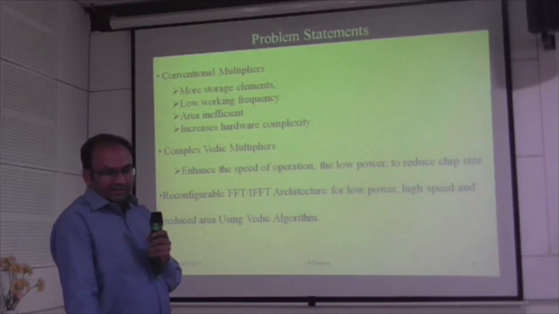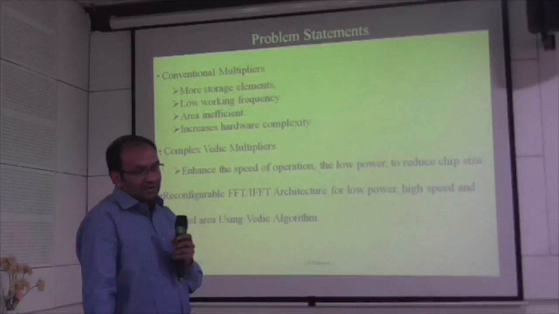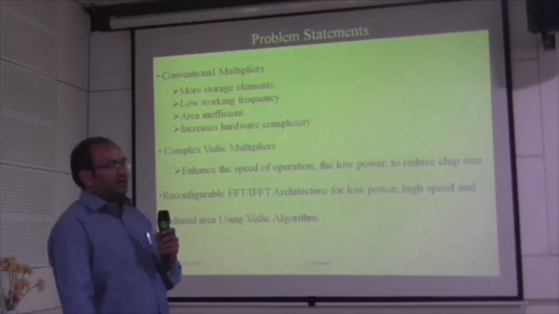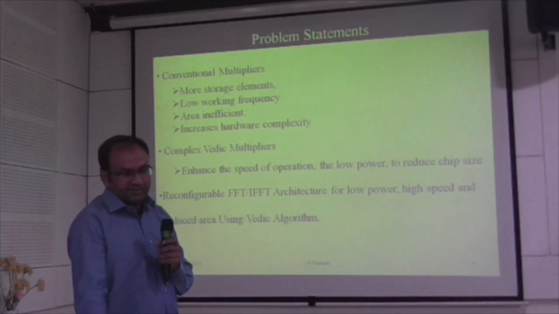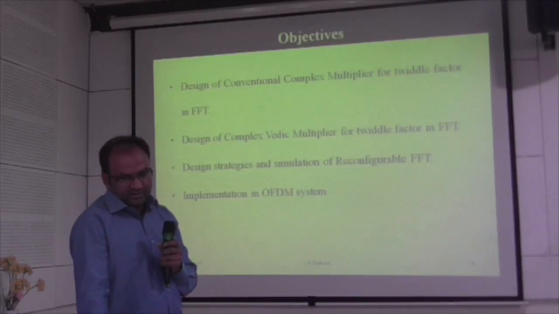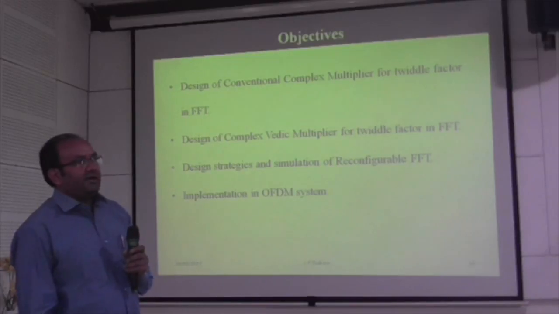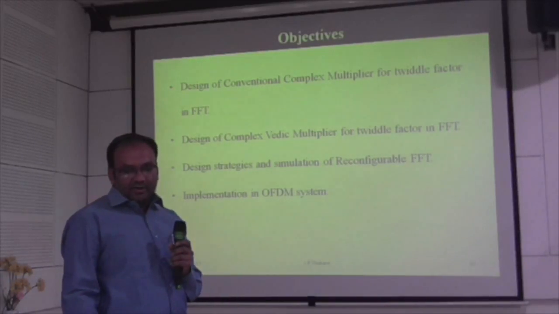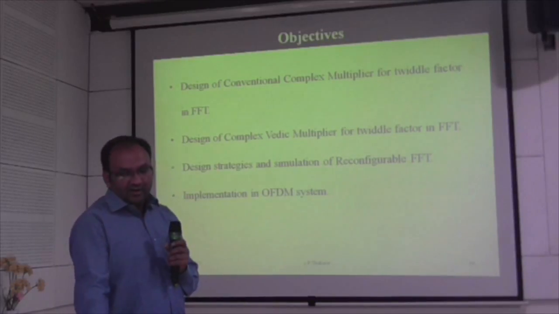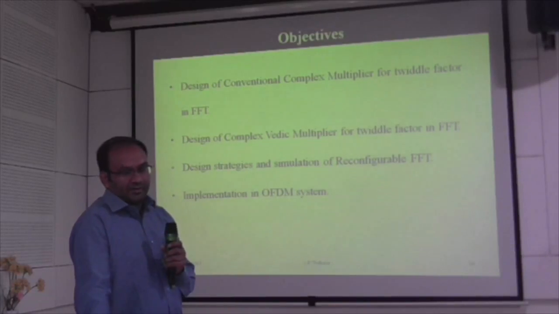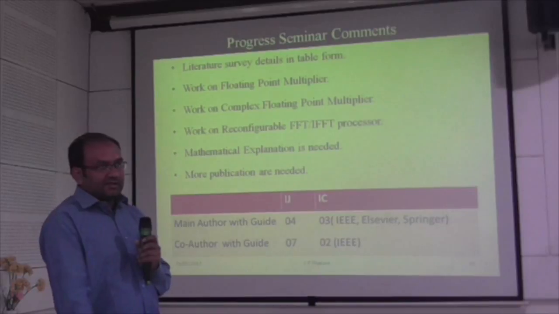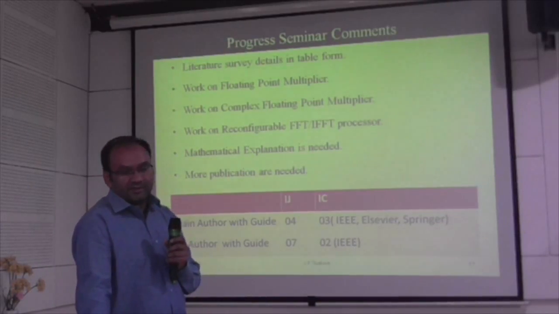These are the problem statements. For the conventional multiplier, the storage elements are more, the frequency is low, and it is area inefficient. So I have designed a complex Vedic multiplier to enhance the speed, lower the power, and reduce the size. Objectives: I first designed a conventional complex multiplier and compared it with the complex Vedic multiplier, which I used for different studies in FFT, and implemented in OFDM. These are the comments which I got till date in the progress seminar.